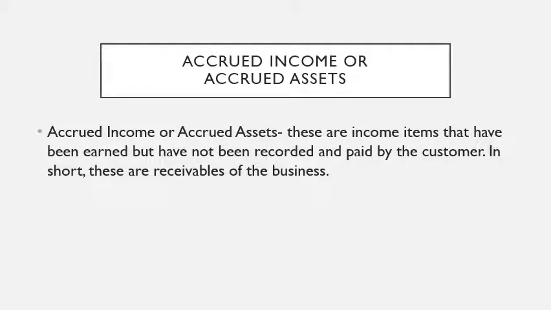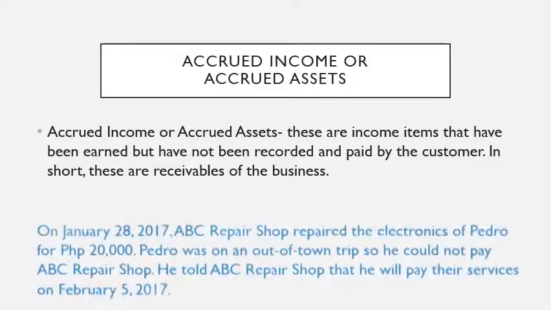Next, we have here accrued income or accrued assets. So, accrued income or accrued assets, these are income items that had been earned but not have been recorded and paid by the customer. So, in short, these are the receivables of the business. So, in short, these are the accounts receivable. Okay? So, ito yung nabigay mo na yung service pero hindi ka pa binabayaran. Nabigay mo na yung product pero hindi ka pa binabayaran. That is accrued income or accrued asset.